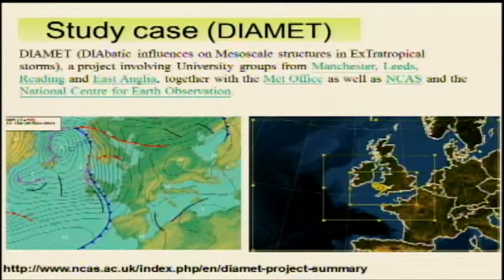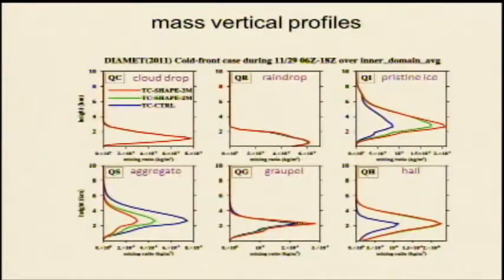Now we put the parameterization scheme, both the gamma distribution and the shape parameterization, into the model to simulate one of the cases that occurred in England. We simulated this front system. I'll skip this. And this diagram shows you the difference between the spherical simulation and the one with shapes.